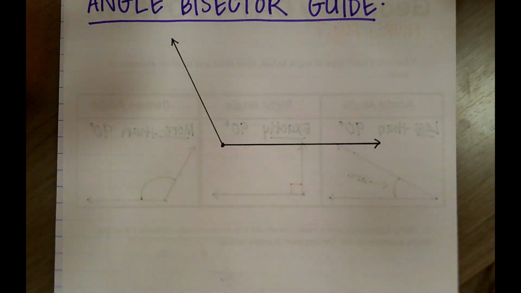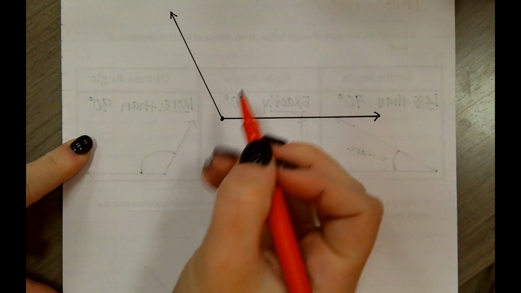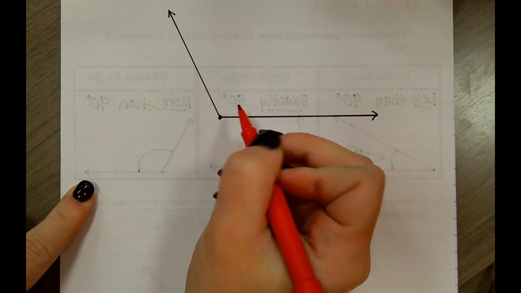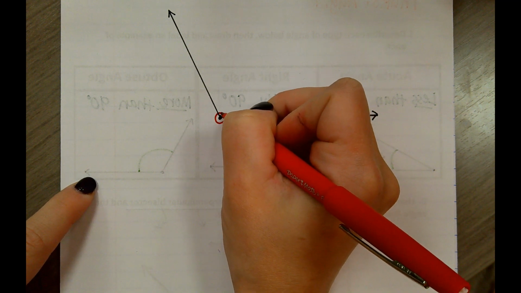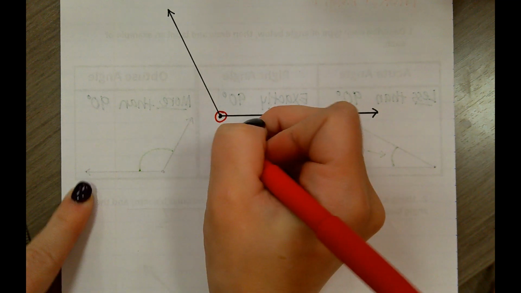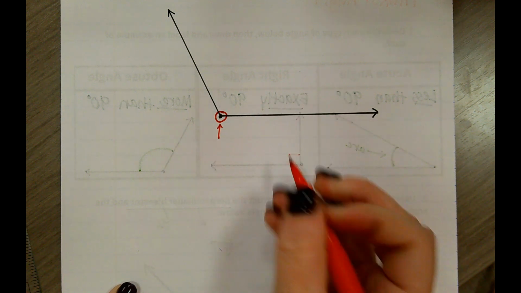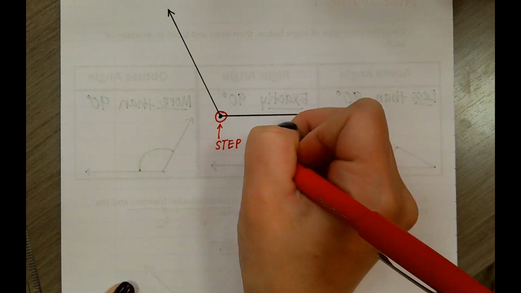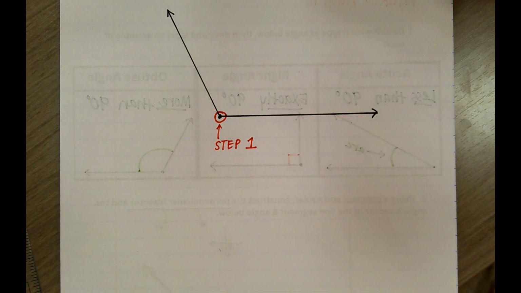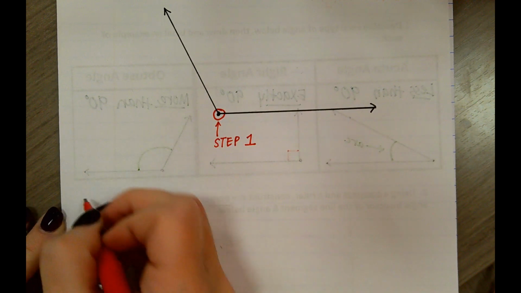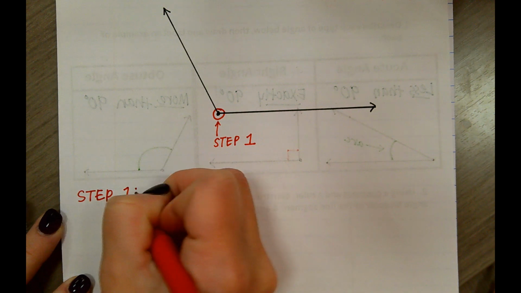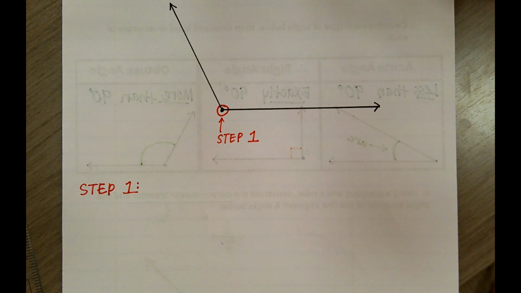Once you've got that angle, below, we're going to use some colors here. So if you want to follow along and use colors, the first color I'm going to use is red. And I'm going to circle my vertex. And beside my vertex, I'm going to write step 1. And below, we're going to write an explanation for step 1. Okay.